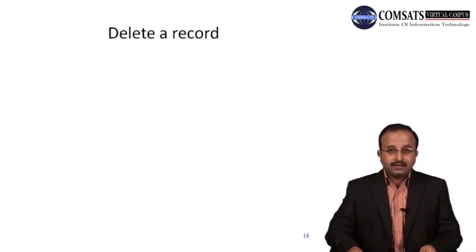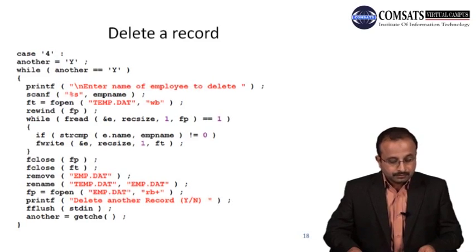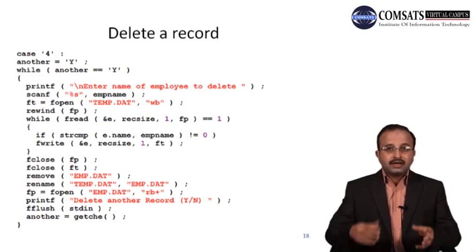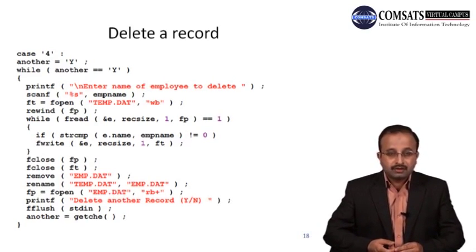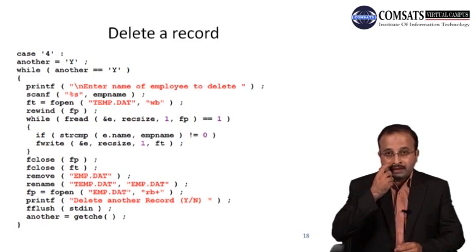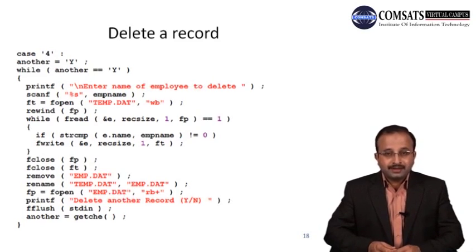Now let's see how we can delete a record. This is the code for the deletion of the record. Let's revise the deletion process. First you ask the user to input the name or the registration number or the ID to identify which record the user wants to delete, and then you open a temporary file in wb+ mode, that is, you create a temporary file, and then you rewind the original file pointer to the beginning of the file.